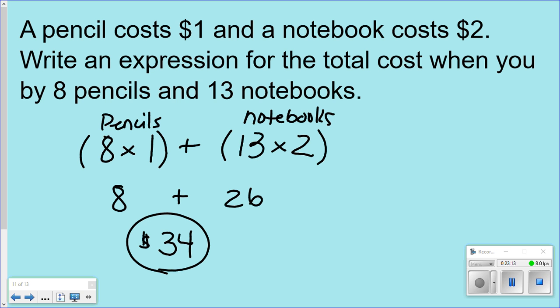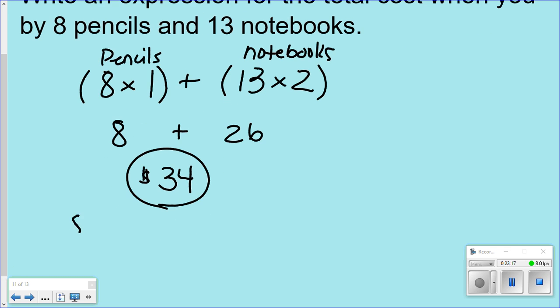You could write this a few different ways. You wouldn't have to write it like this. Another way you could write it would have been like this, 8, 1 plus 13 times 2. That's another way you could have written it. Because does that mean multiplication? It's the same thing.